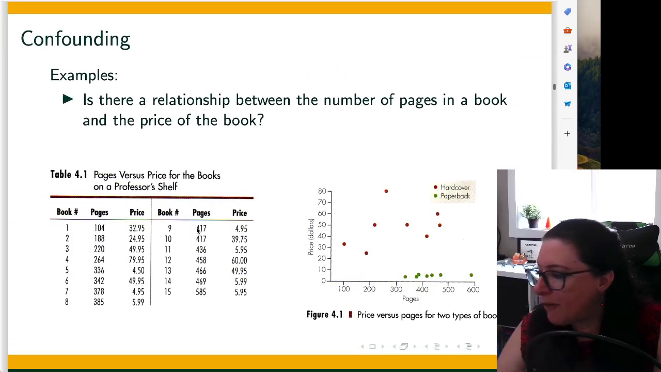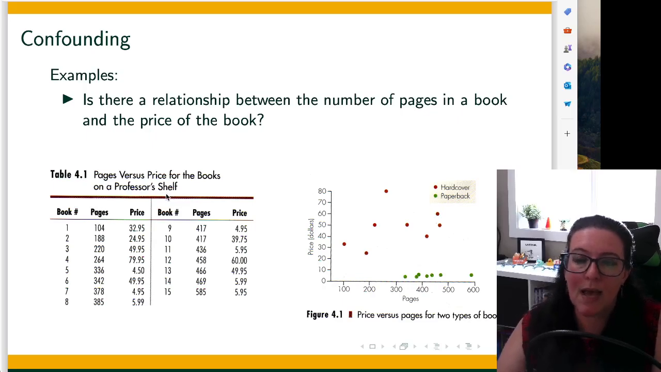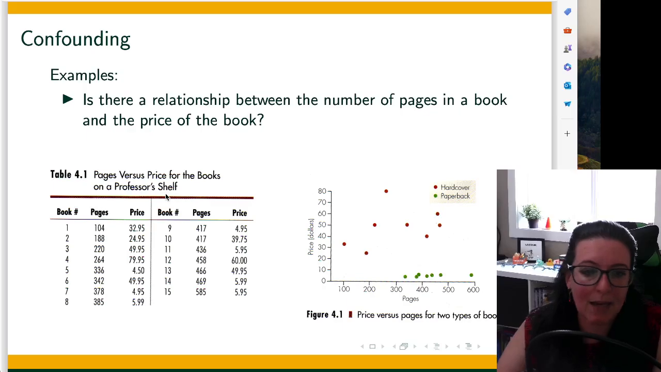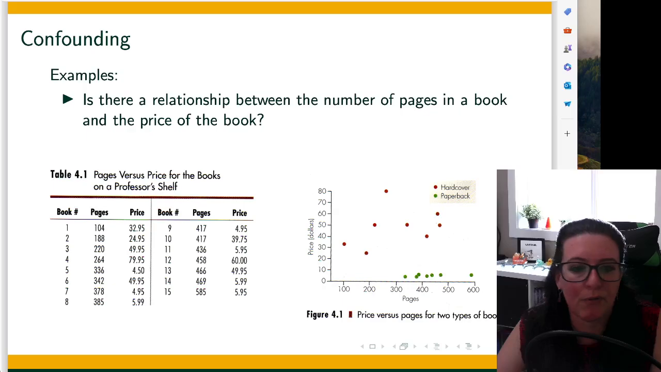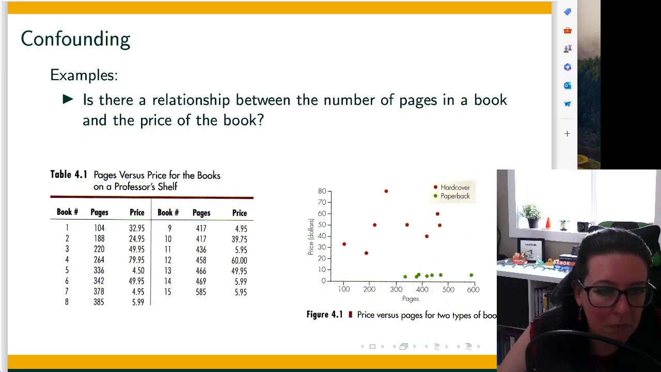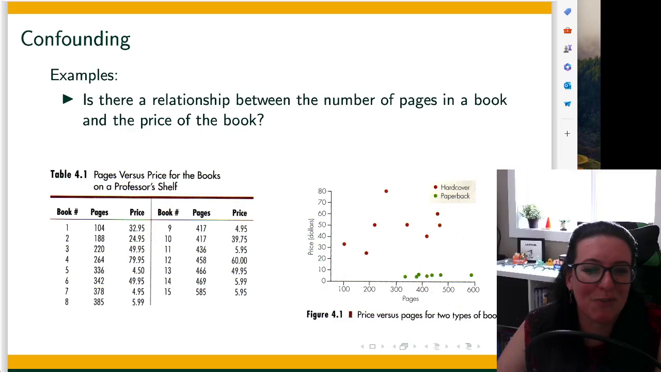Another example of confounding, so we could look here at this data. Is there a relationship between the number of pages in a book and the price of the book? So if we're looking at our data, in this particular example here, we can see on our scatter plot our price versus pages for the different types of books. And we can look at our table of information. So as we look at those, do we see that there is a relationship or no relationship? In fact, this one here, it doesn't look like there's much of a relationship.